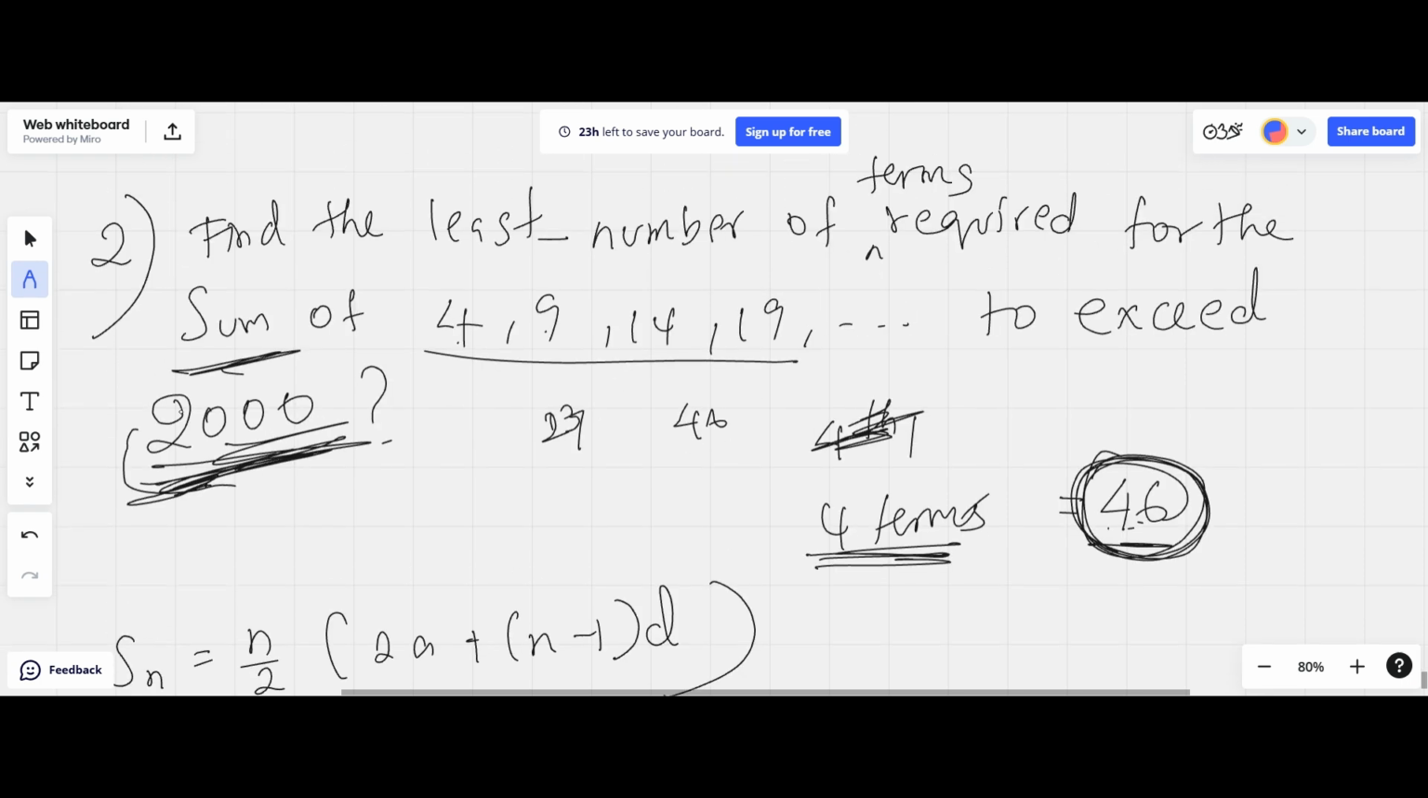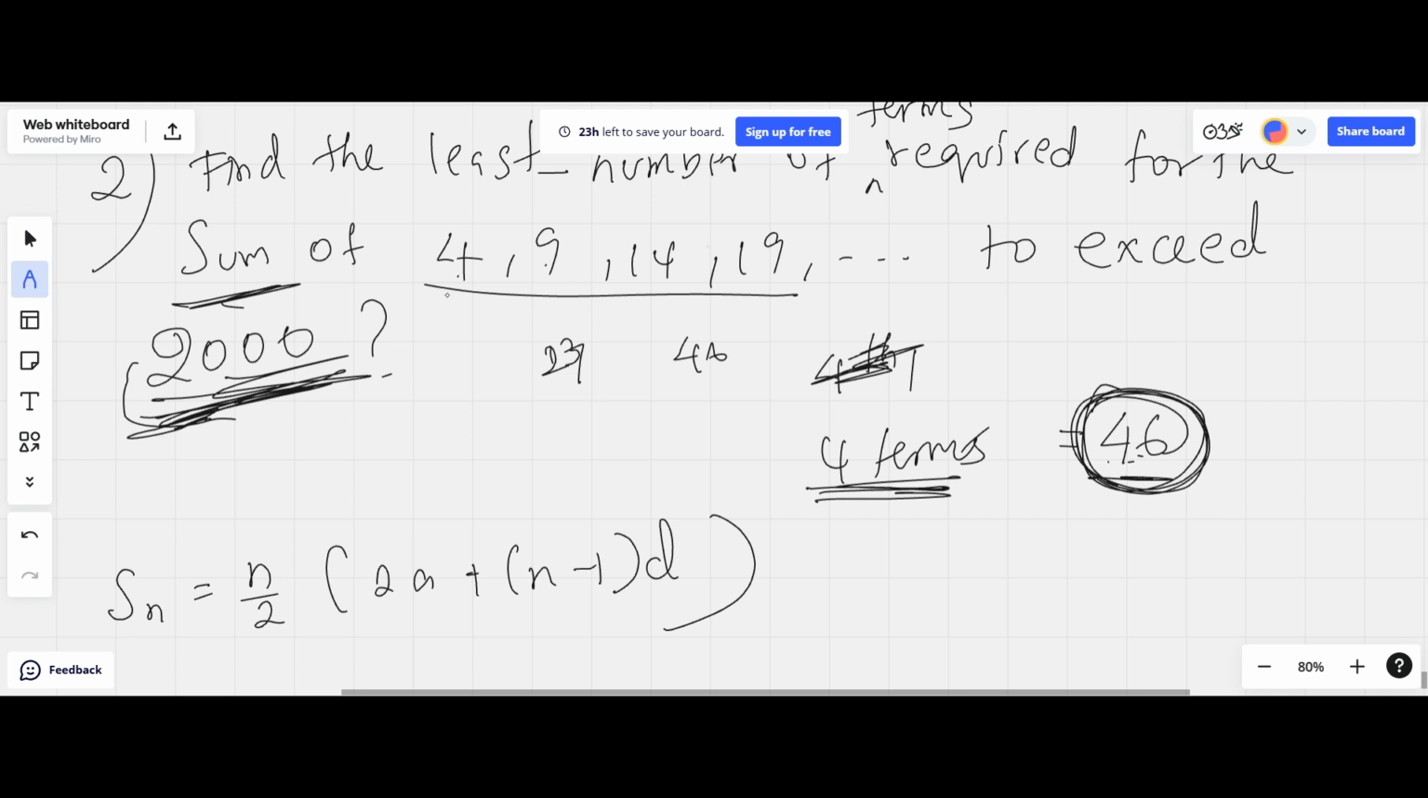They have given the sequence 4, 9, 14. From this sequence, we know a is equal to 4, the first term is equal to 4. The difference is equal to 9 minus 4, which is 5. So the difference is 5. We got this.